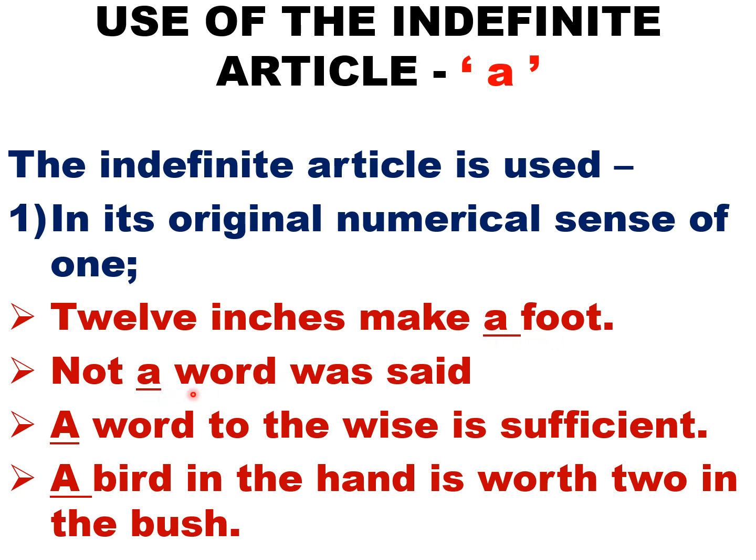Not a word was said, one word, so a word. A word to the wise is sufficient. It denotes one word, so a word. A bird in the hand is worth two in the bush. This refers to one bird, so a bird. So when we refer to one or a single thing, we must use the indefinite article a.